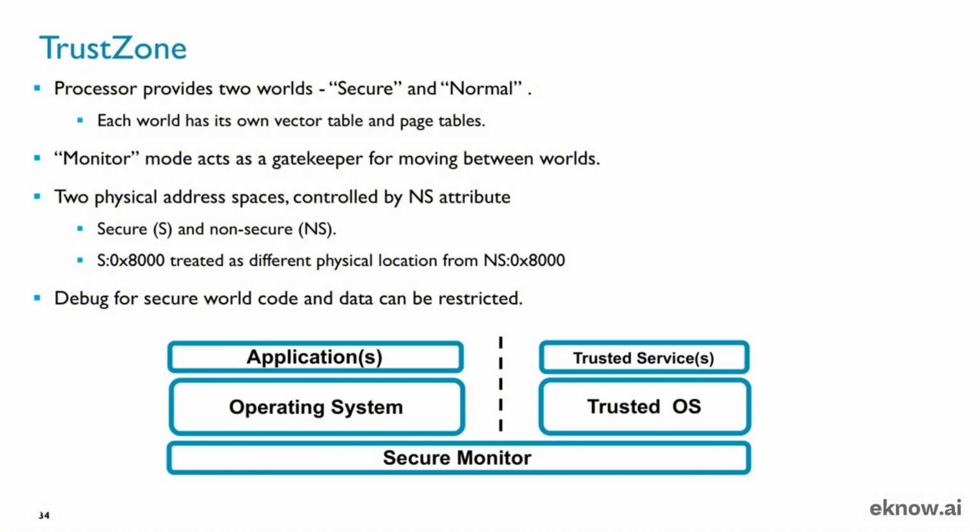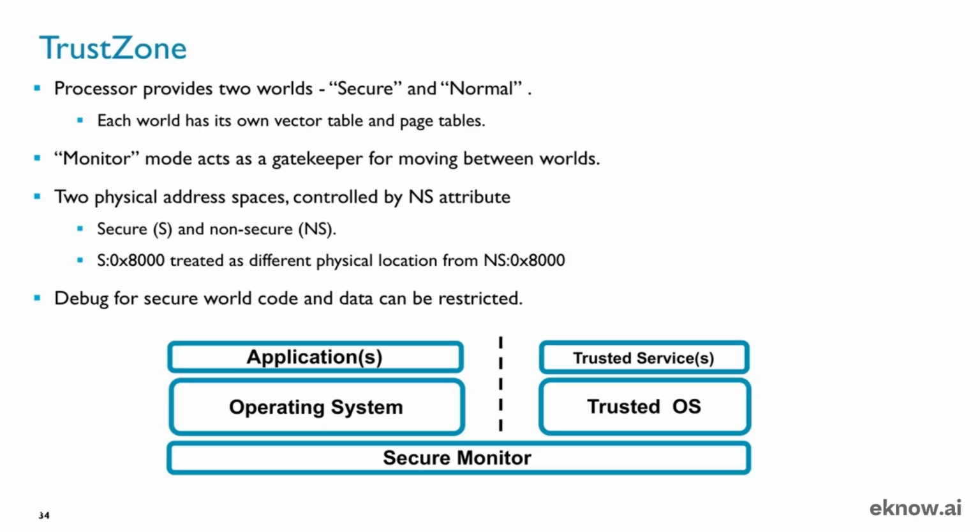So, how does the processor keep these two worlds completely separate? The first point mentions that each world has its own vector table and page tables. This is key. It means they have entirely separate memory maps. The normal world's operating system has no idea that the secure world's memory even exists. It's like having two separate computers on one chip, ensuring that a bug or a virus in a normal world application can't access or corrupt the secret data in the secure world.